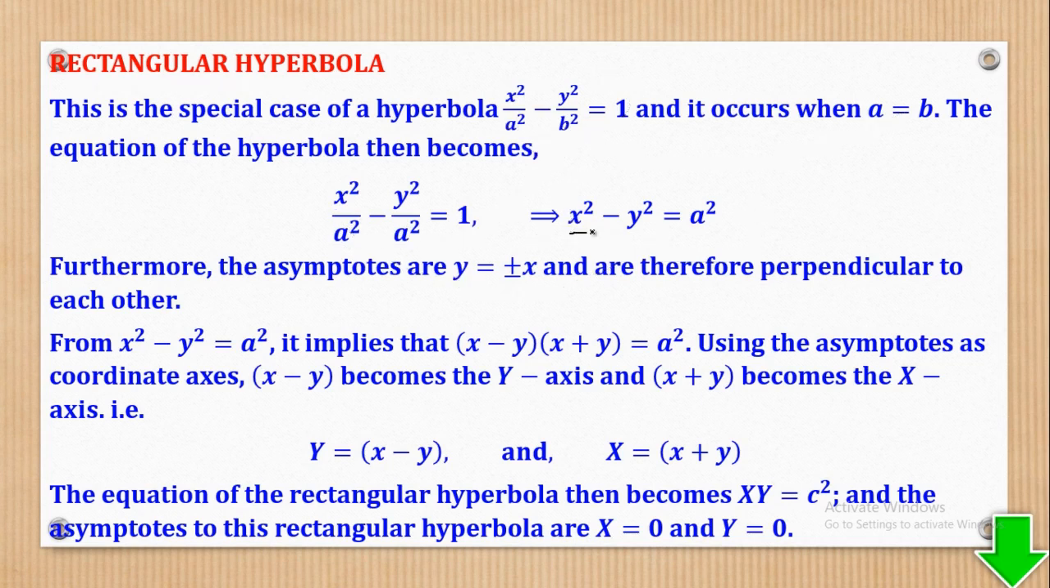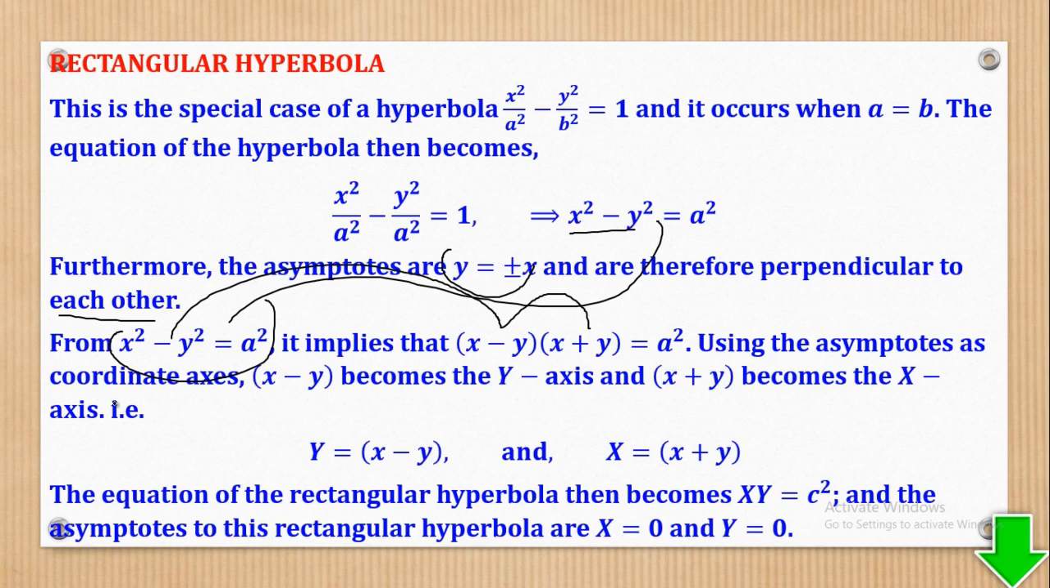Now this is a difference of two squares. Furthermore, the asymptotes will be this, because remember the asymptote gradient was b over a. Now b over a is the same as a over a, which is 1. That is why it is just y equal to plus or minus x, and therefore they are perpendicular to each other. Now from this one, which we already got, there is a difference of two squares, so we shall get a difference and a sum here.